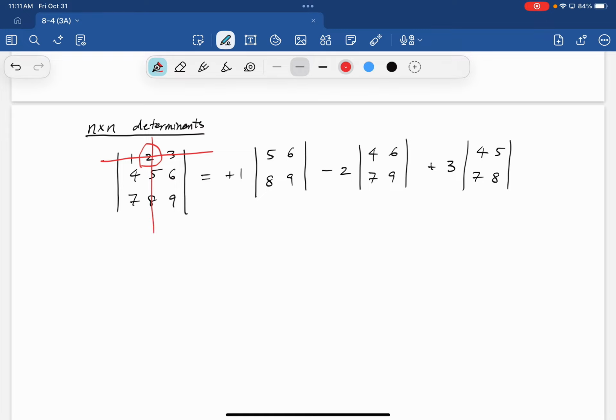Wait, but why do you subtract 2? That's just the formula, okay? And then the formula for the determinant. And then for 3, we cross out 1, 2, 3, and 3, 6, 9, and we're left with 4, 5, 7, 8. You've got to explain why though. Why is it not positive 2?